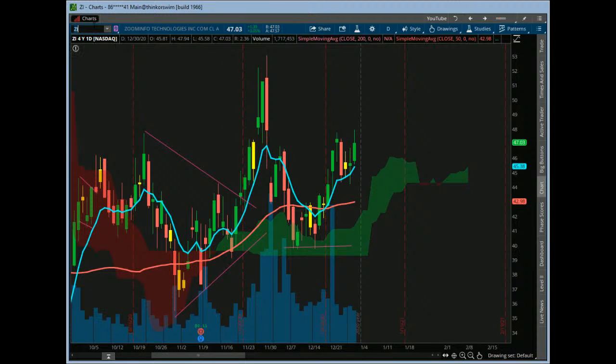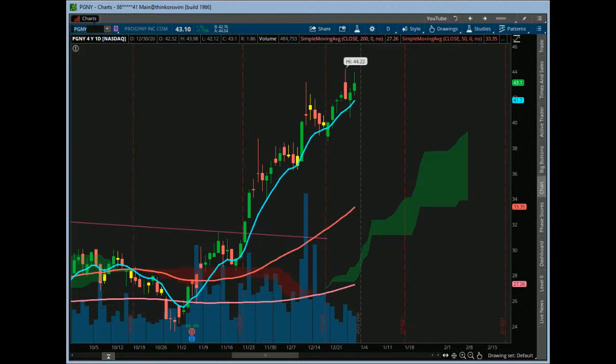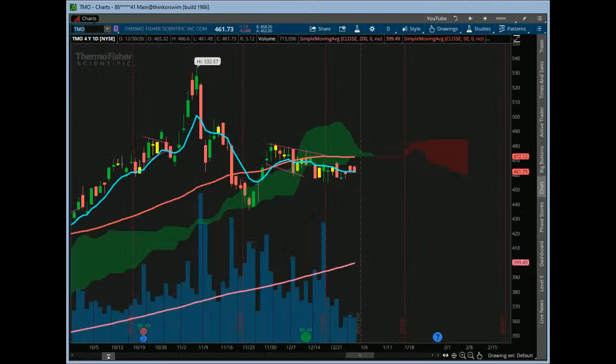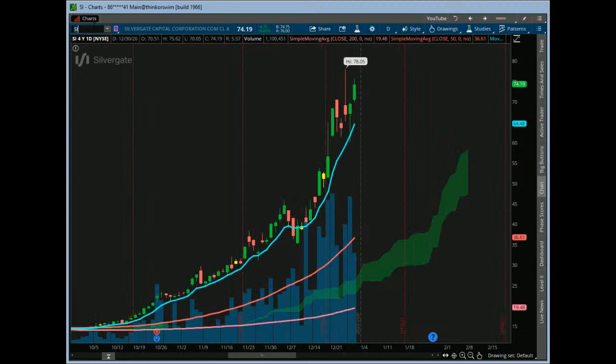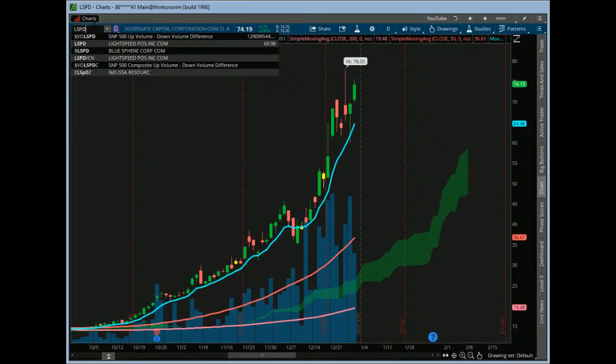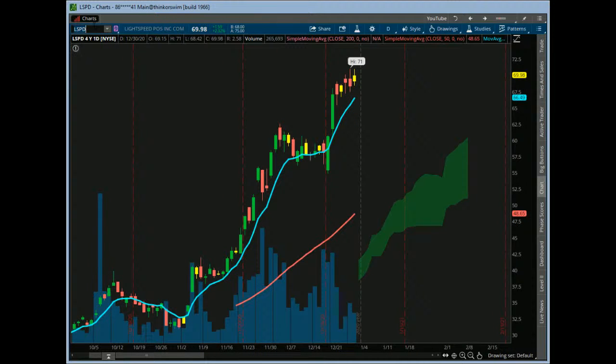ZI hanging in there, a bit of an upper shadow, but some bullish price action intraday today, definitely, before it pulled back a little bit. PGNY, same thing, right? A little bit of an upper shadow right there. TMO, still grinding around in that sideways channel, so really kind of crazy on that one. SI, yeah, wow, Silvergate, wow, nice move off of that hammer off of the ADMA, so nice job there. LSPD, inside day, but grinding its way up.